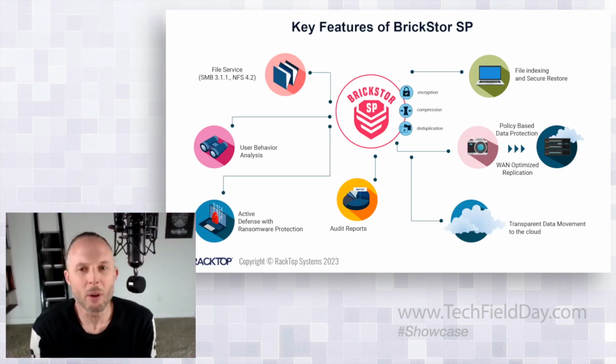Maybe a really basic question here. Obviously, with BrickStor SP acting as essentially a NAS in front of whatever other file services you might have, let's say I have an existing NAS. Am I ripping that out and replacing it for sure? Or is this something that can integrate with existing storage? How am I going about day one? Obviously, I've already got data stored somewhere. How does this work in?